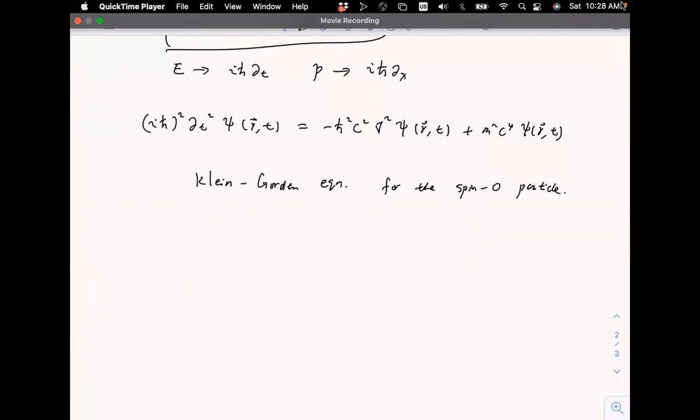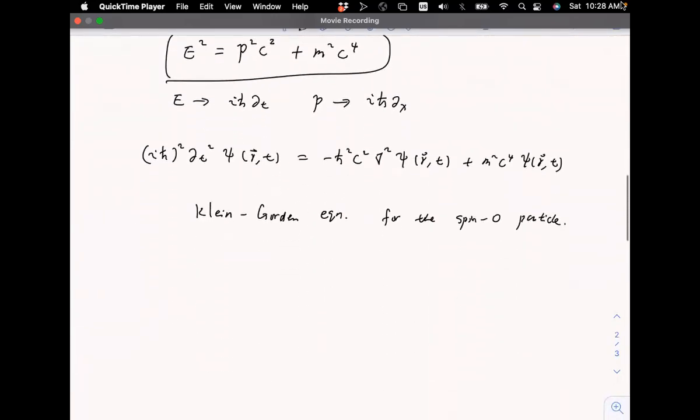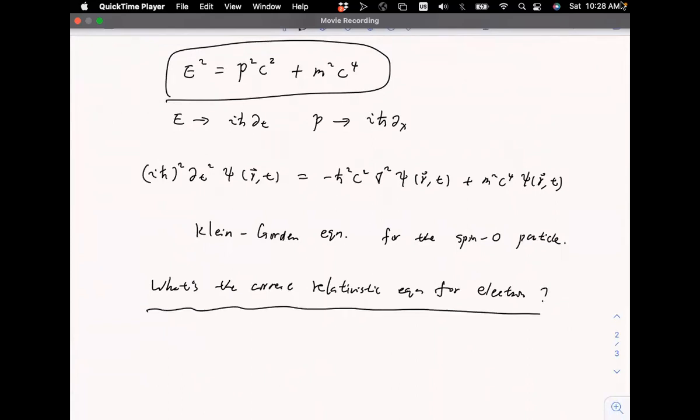Okay, so at that time, this issue was still open. That is, what is the correct relativistic equation for the electron? Okay, for the electron. So this is the problem that they needed to solve.